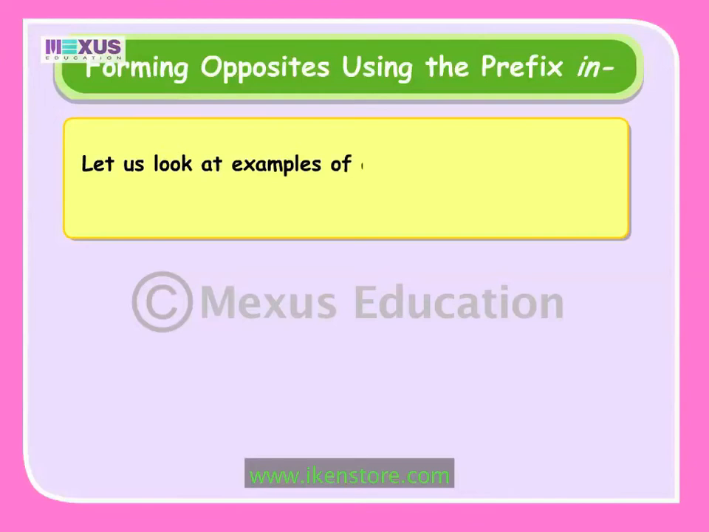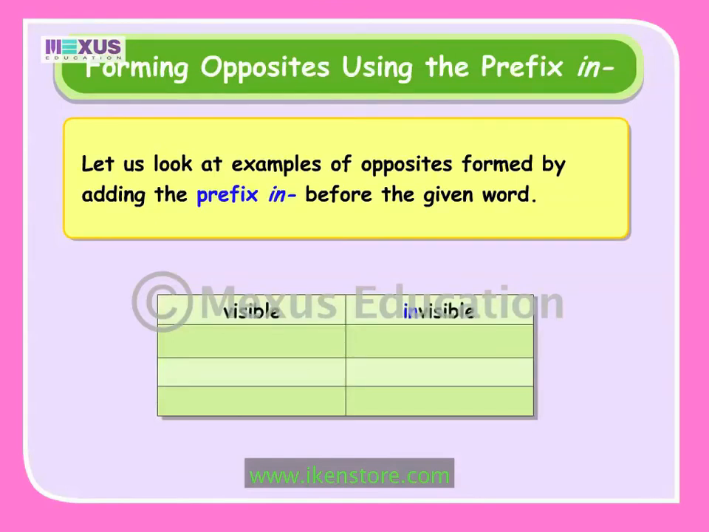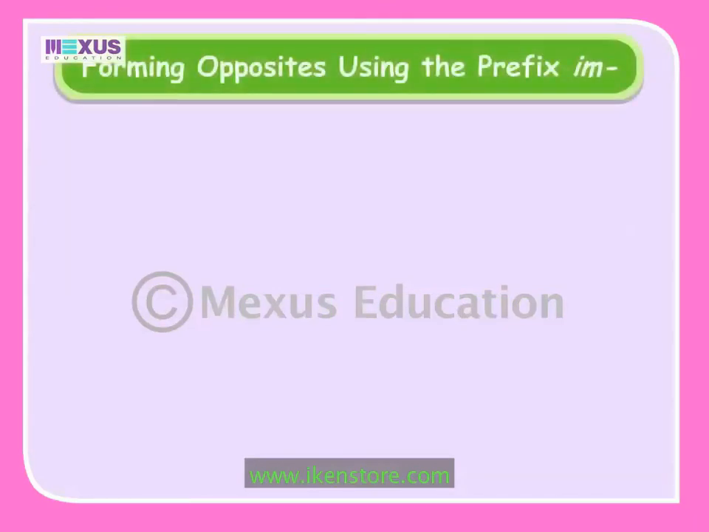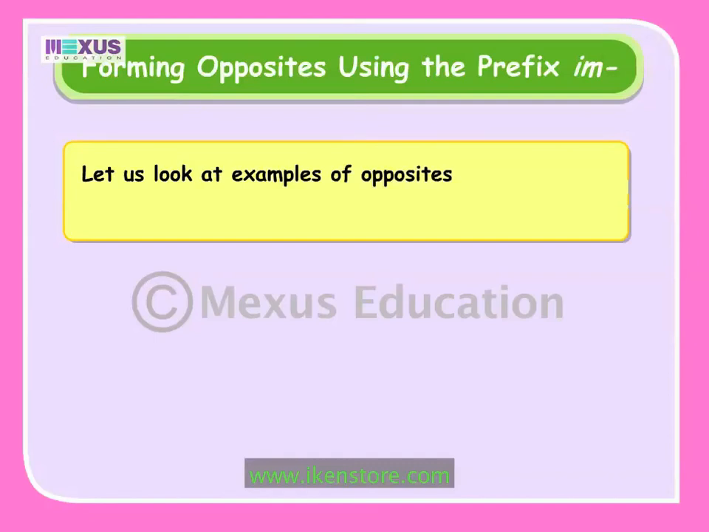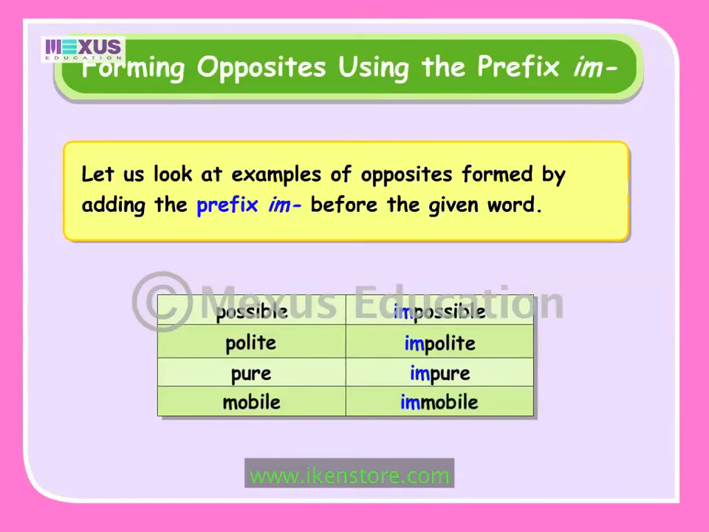Let us look at some examples of opposites formed by adding the prefix in before the given word. The opposite of visible is invisible. The opposite of complete is incomplete. The opposite of secure is insecure. And the opposite of direct is indirect. Let us look at some examples of opposites formed by adding the prefix im before the given word. The opposite of possible is impossible. The opposite of polite is impolite. The opposite of pure is impure. And the opposite of mobile is immobile.